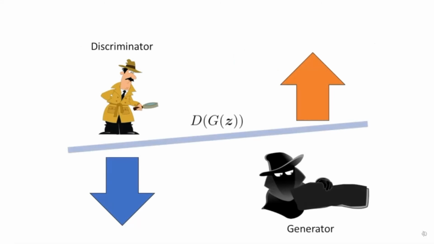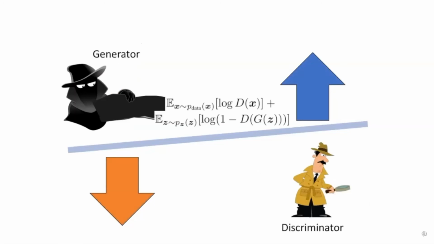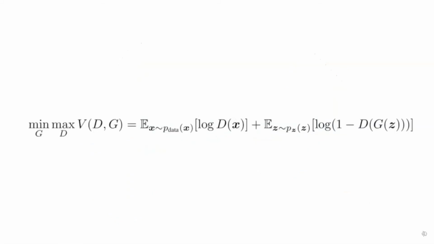Remember that the discriminator wants the first term to be large because that's the probability of a real sample being predicted as real. By making the second term 1 minus D of G of Z, it transforms the quantity from something the discriminator wants to minimize into something it wants to maximize. So if we add these two quantities together, the discriminator wants to maximize the entire thing, and the generator wants to minimize the entire thing. Hence, we end up with this optimization objective. This merely says to find a G that minimizes the cost function and find a D that maximizes it.